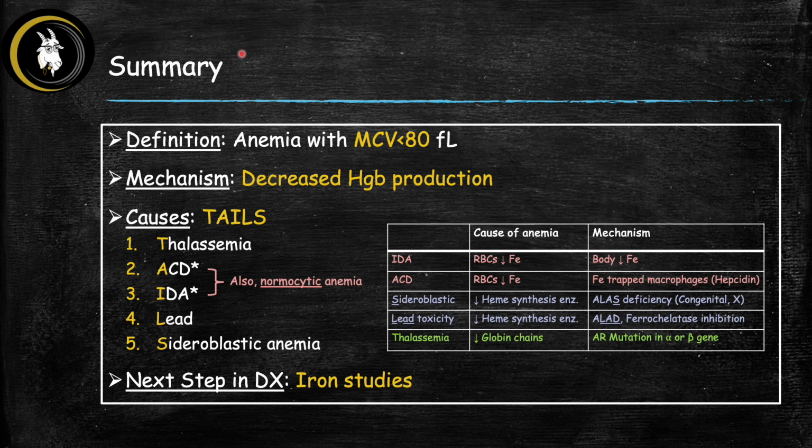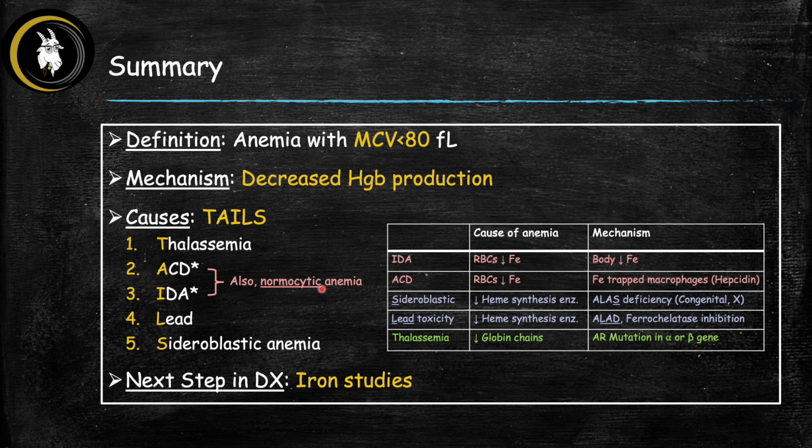Okay, so let's recap what we learned today. Microcytic anemia is any anemia with the MCV less than 80 femtoliters. The mechanism is always a decrease in hemoglobin production. You can remember the causes by the mnemonic TAILS, which is thalassemia, anemia of chronic disease, iron deficiency anemia, lead toxicity, and sideroblastic anemia. Remember that anemia of chronic disease and iron deficiency anemia can also cause normocytic anemia in addition to microcytic anemia.